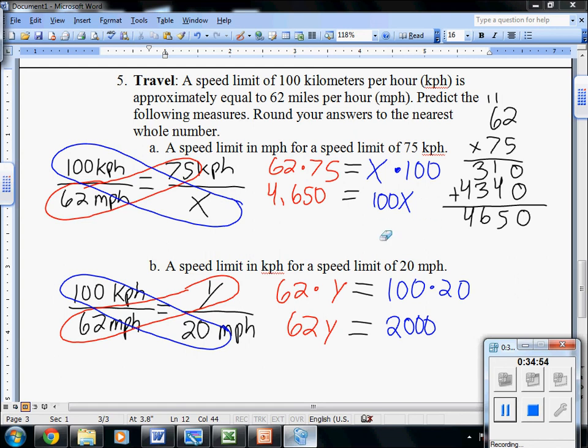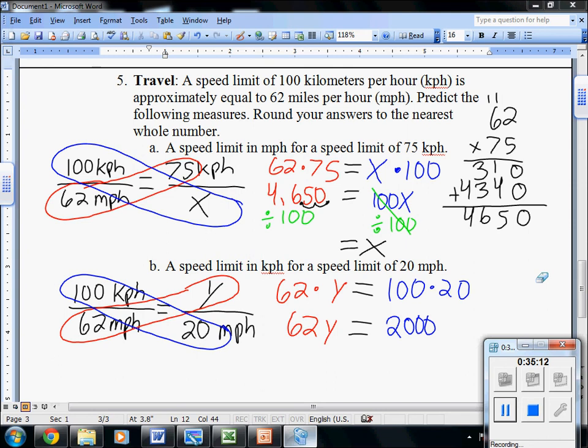Now, to solve this proportion, we have a one-step equation we now have to solve. We have to get x by itself, meaning we have to divide by 100. Same process as always. Divide by 100, those cancel. Now, dividing by 100 is easy. You literally just move the decimal place. We learned that back in chapter 0. So we're left with x over there.